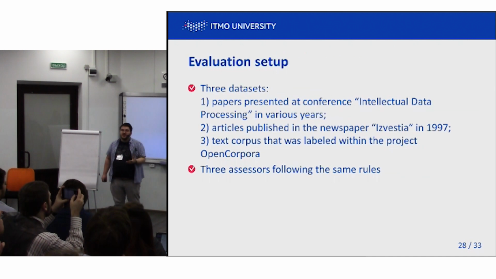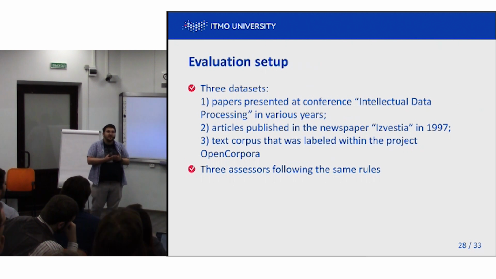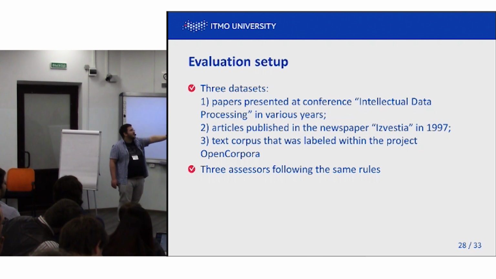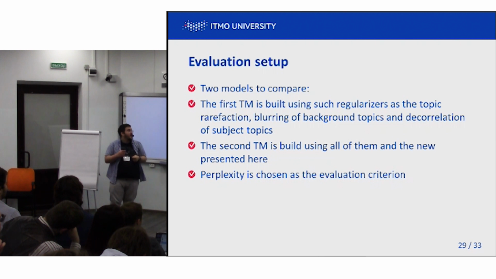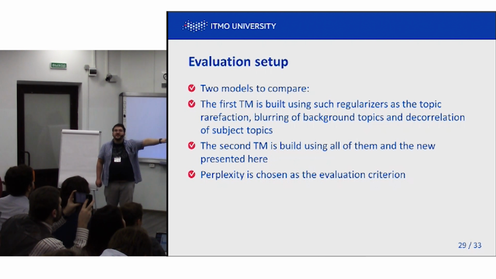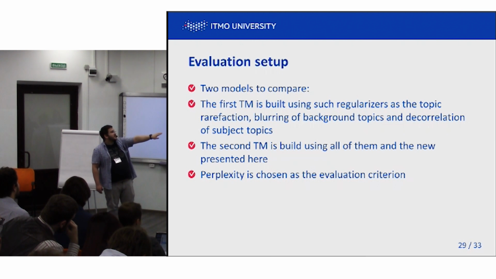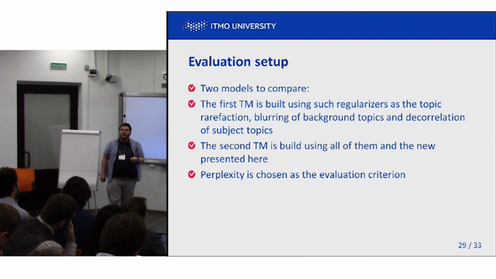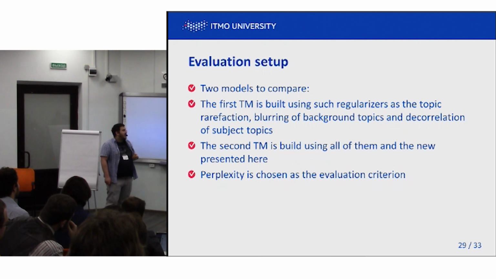Okay, so we have chosen a regularizer. Now let's try to understand how well it works. We do the very same thing, but with other data. We have chosen 3 corpora: papers presented at a conference on intelligent data processing, articles published in the newspaper Izvestia, and texts from Open Corpora. And we asked 3 assessors to mark the resulting topics. We compared 2 models. First, we used the topic model from ARTM, which uses all the ideas I have presented about how interpretable topics should be. So there are regularizers for topic sparsification, smoothing of background topics, and decorrelation of subject topics. The second model we compare with is our model. So we used all these regularizers and added our own that I have presented previously.